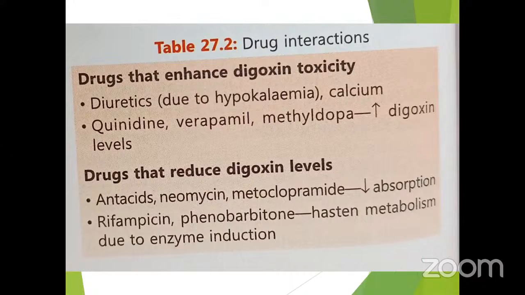Rifampicin, phenobarbital, or enzyme induction. Any enzyme inducers you give, due to the hepatic blood flow, because the drug enters the liver with every blood flow, a certain amount of drug is metabolized normally also. With enzyme inducers, it is double, so therapeutic failure is quite obvious with enzyme inducers.